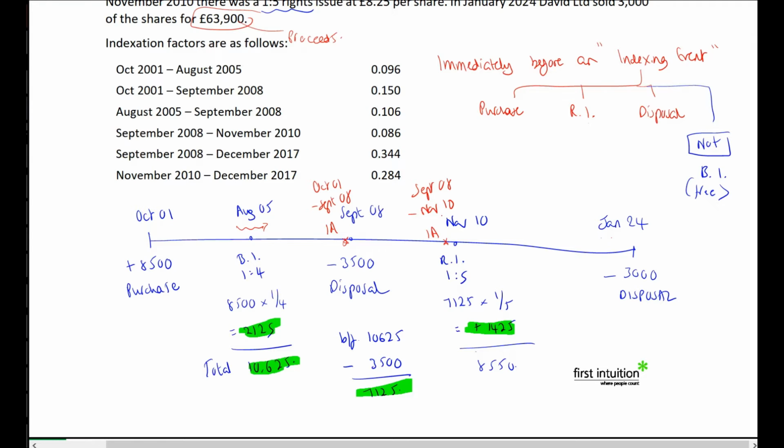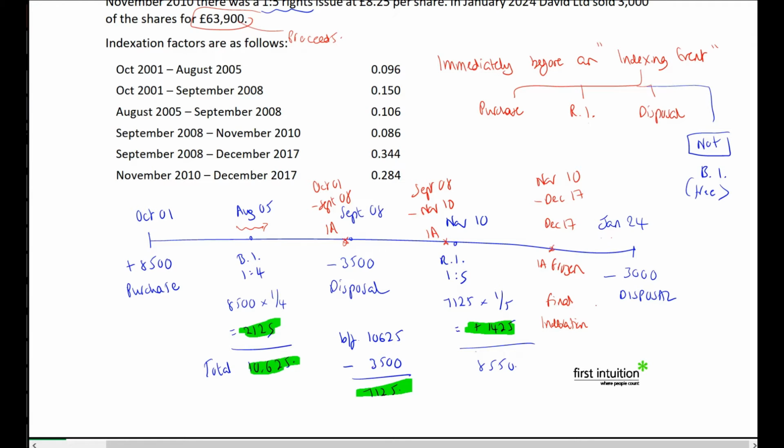in January 2024. But when I come to look at the indexation for that one, I am reminded that indexation was frozen in December 2017. So I will never index to January 24. I can never index past December 17. So I'm going to do my final indexation here, and it's going to get me from where I left off, which is November 2010, until December of 2017. And that's the final indexation. And then when I get to January 24, I can deal with my disposal.